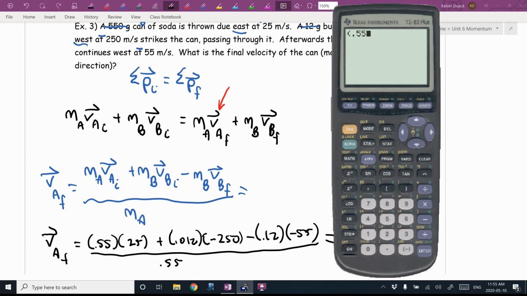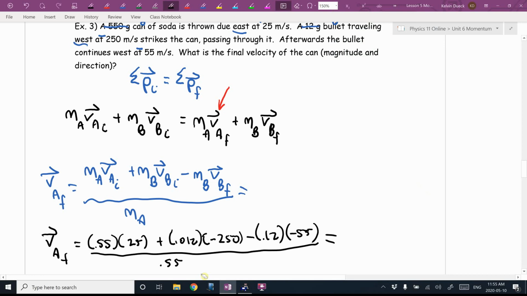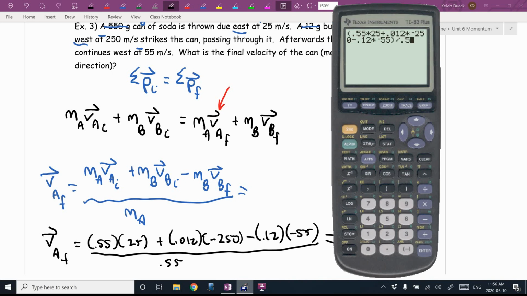So here we go. 0.55 times 25 plus 0.012 times negative 250 minus 0.12 times negative 55. Close off the top, divided by, what did I write? Oh no, that's right. It's just 255s by a fluke. Okay, I thought I made a dumb mistake for a second there. Divided by 0.55. Is that right? 550 grams, 0.55, 25. I called east positive. 0.12 called west negative. That all looks good. I get positive, which means east.